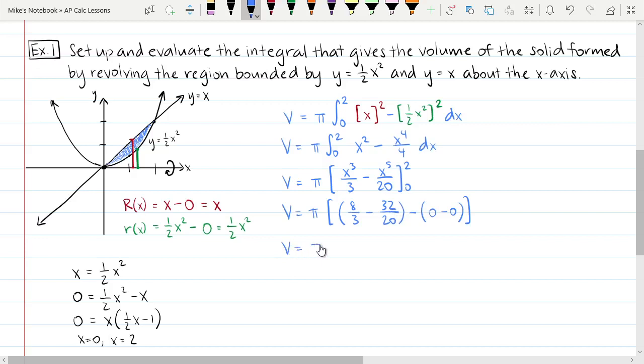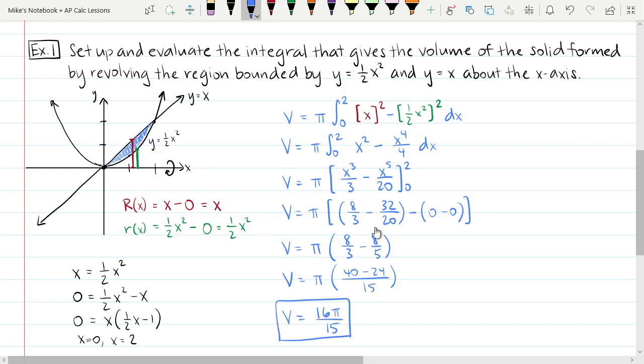So I have volume equals pi times 8/3 minus 8/5. And then let's see, if we get a common denominator, this is going to be 40 minus 24 over 15, which finally gives me 16 pi over 15. And that right there would be the volume of the solid formed if we were to revolve this region about the x-axis.